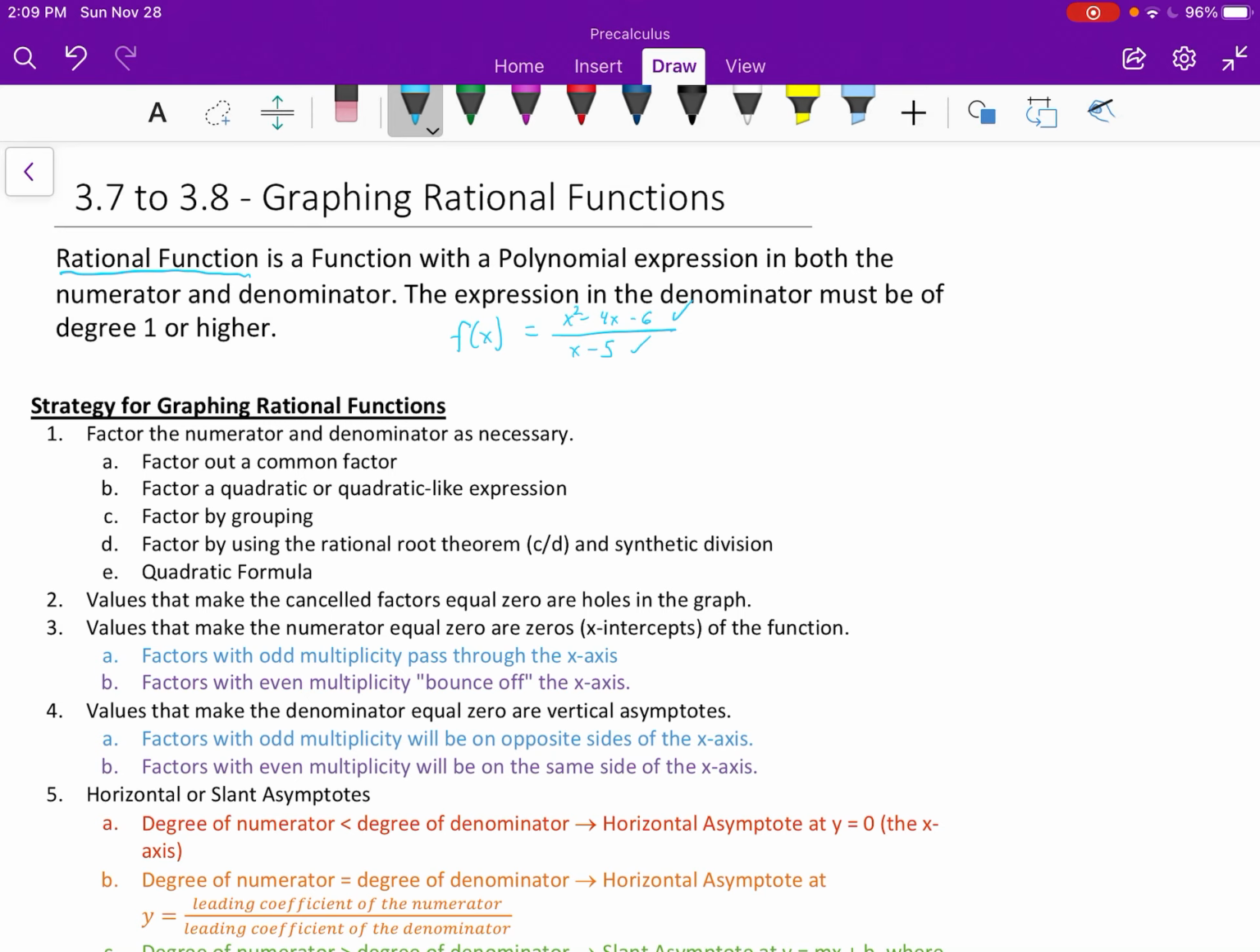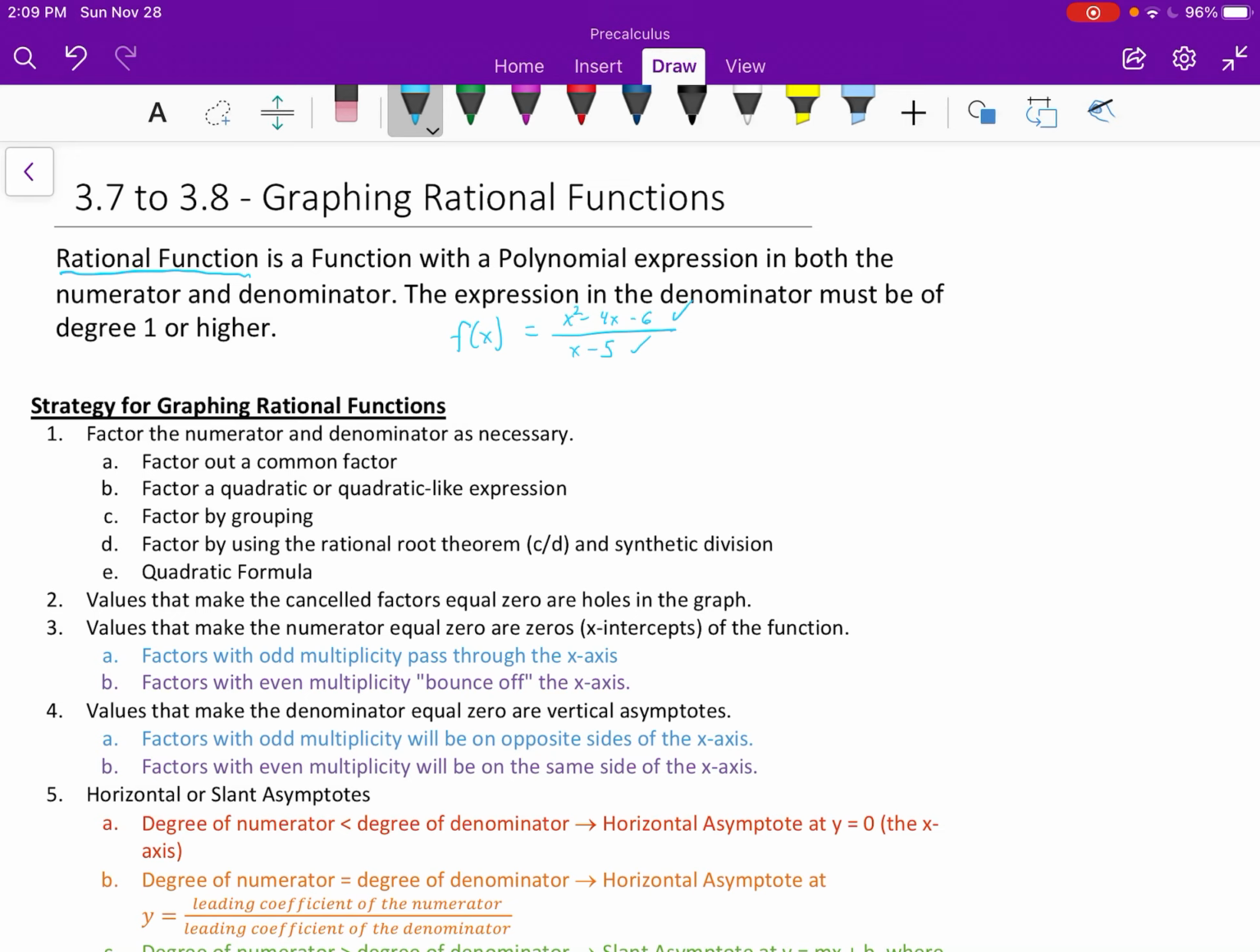All right, so our strategy for graphing these rational functions. We'll talk through a few things. I might write a couple of things down to help you out. And then the next videos will be specific examples of actually graphing some rational functions using these strategies.